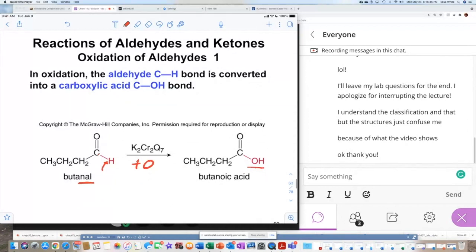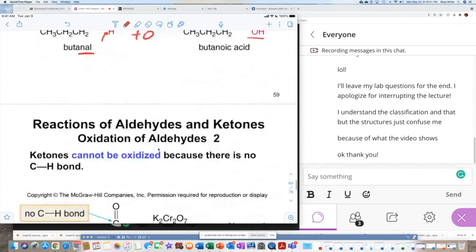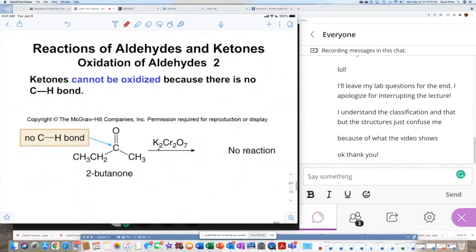So the CH bond is converted to a C-OH bond. Okay. Same thing over here. Well, oh, no. This can't happen, right? Because we need that CH bond. So we're told here again, ketones cannot be oxidized because there is no CH bond. The goal here is to bring in one oxygen between the C and the H, but there is no H here. So because there's no CH bond, this cannot be oxidized.